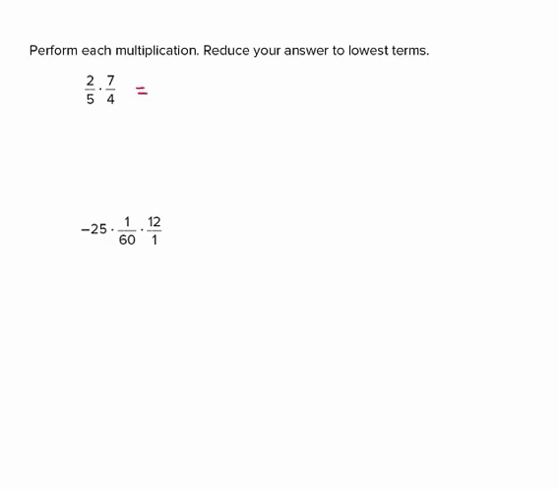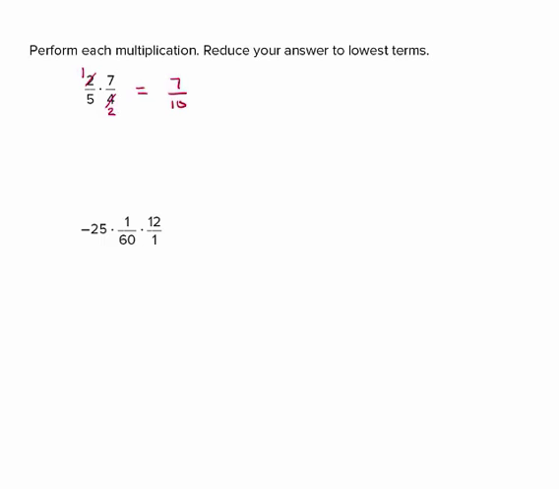So that 2 and 4 can be reduced to 1 and a 2. So now what we have remaining is 1 times 7, which is 7, and 5 times 2, which is 10.